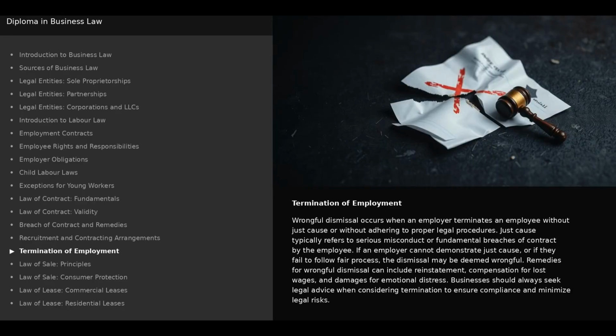Wrongful dismissal occurs when an employer terminates an employee without just cause or without adhering to proper legal procedures. Just cause typically refers to serious misconduct or fundamental breaches of contract by the employee. If an employer cannot demonstrate just cause, or if they fail to follow fair process, the dismissal may be deemed wrongful. Remedies for wrongful dismissal can include reinstatement, compensation for lost wages, and damages for emotional distress. Businesses should always seek legal advice when considering termination to ensure compliance and minimize legal risks.